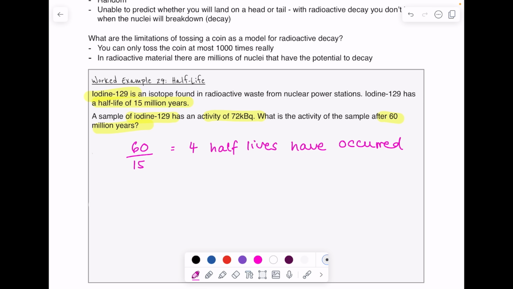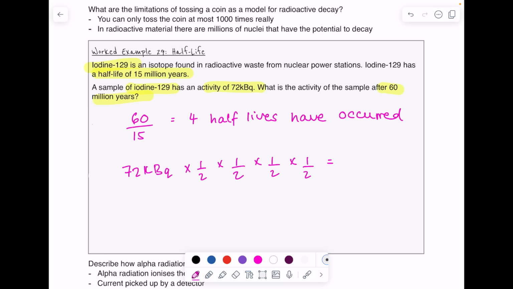So in effect, we take our 72 kBq, which was our original activity, and we halve it 4 times. This does take a little bit of practice, but you will get your head around it. So the first half-life will take that down to 36 kBq. The second one will take it down to 18 kBq. The third takes it to 9. And the fourth takes it to 4.5.